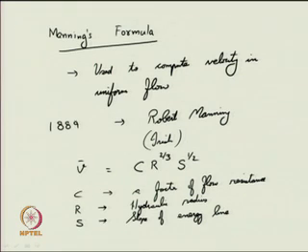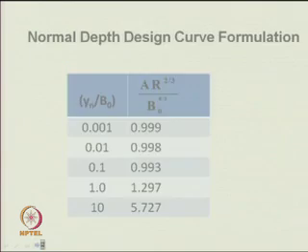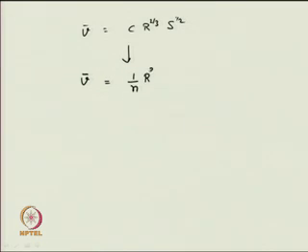Based on this, some other scientists worked on this Manning's equation, V is equal to C r to the power of 2 by 3 s to the power of half. Subsequently they developed the final form of Manning's equation as V is equal to 1 by n r to the power of 2 by 3 S_f to the power of half. This is according to our symbolic notations.